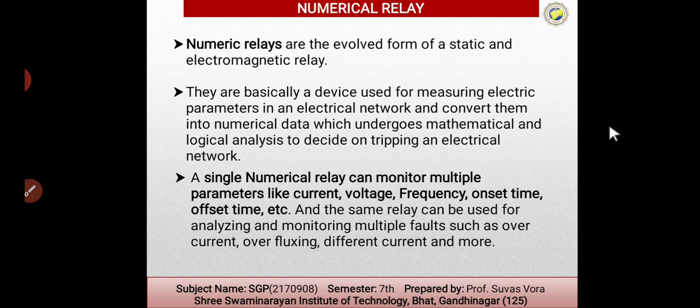So a single numerical relay can monitor multiple parameters like current, voltage, frequency, onset time and others, and the same relay can be used for analyzing and monitoring multiple faults such as overcurrent, overfluxing and others. So, the basic block diagram of the numerical relay.